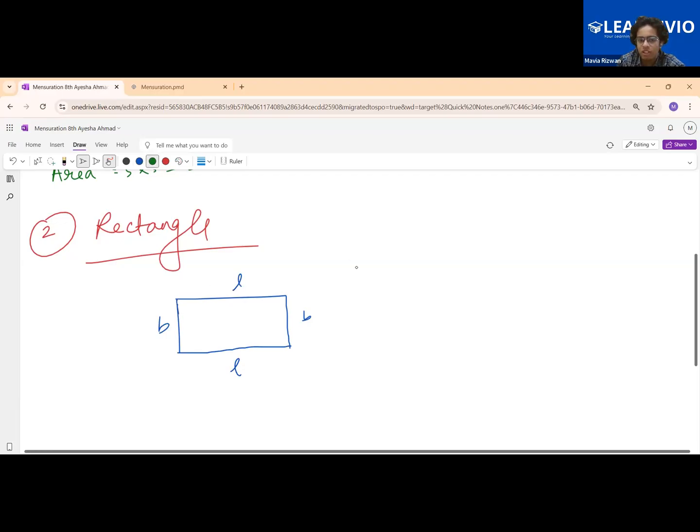First of all, perimeter. What is the perimeter formula, Aisha? Perimeter is 2 into L plus B. Very good, length plus breadth, 2 into (L plus B). What is the area? Length into breadth. Very good. Just multiply both the sides.